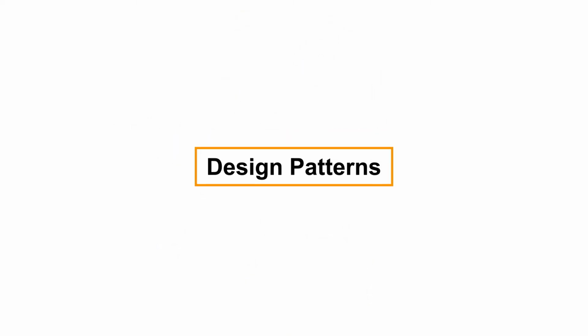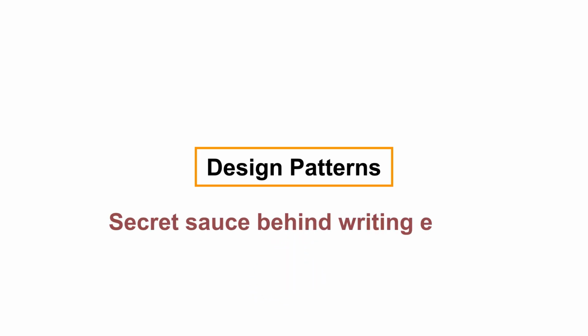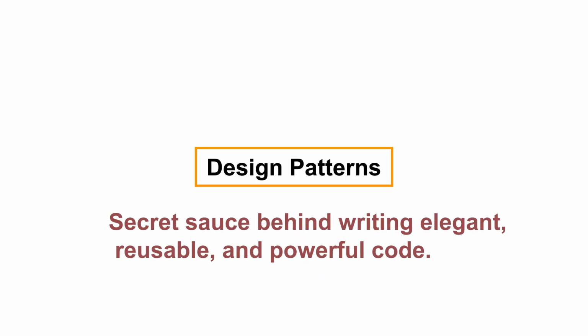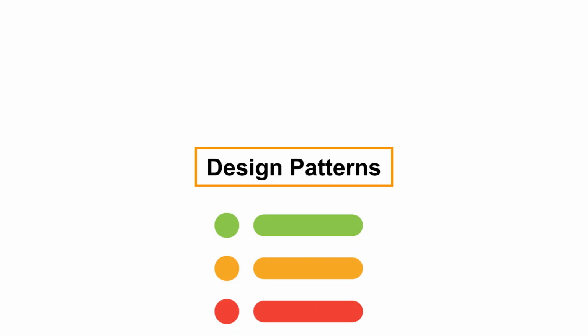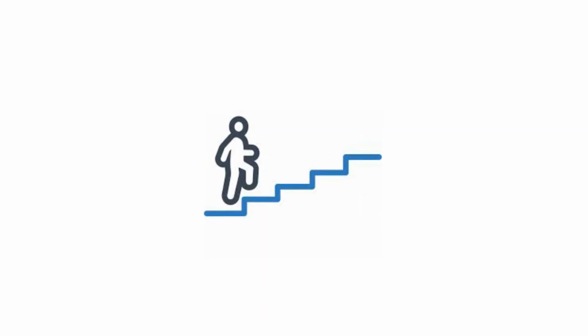So there you have it. Design patterns aren't just fancy academic ideas. They are the secret sauce behind writing elegant, reusable, and powerful code. Today you have learned about the three big types: creational, structural, and behavioral, and how to spot them in real projects. But this is just the beginning.